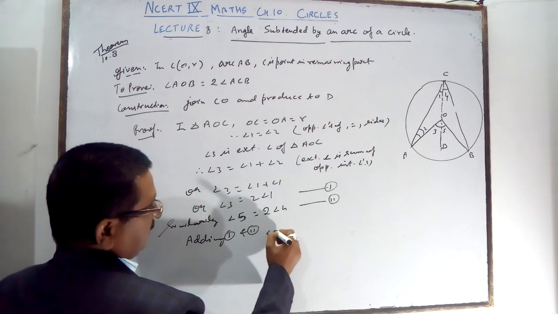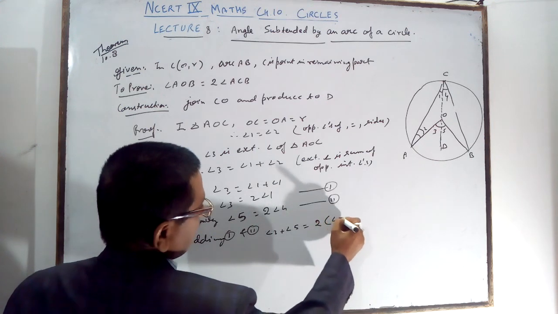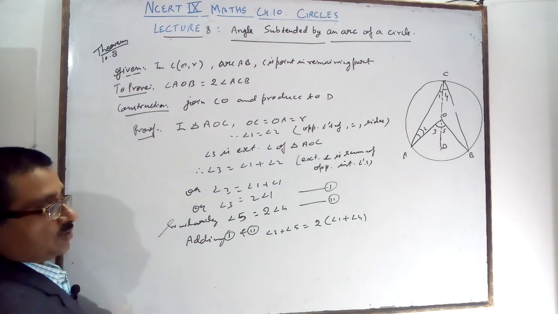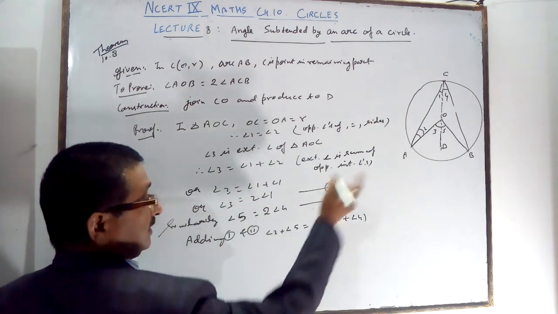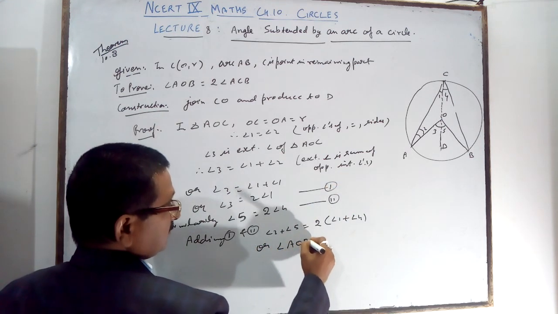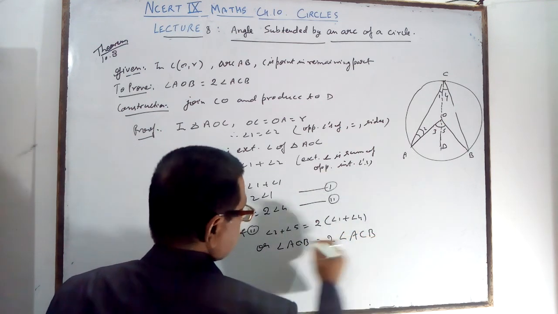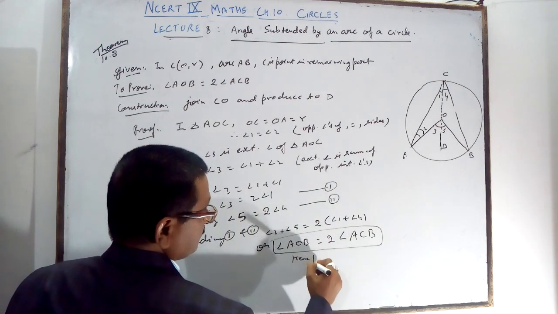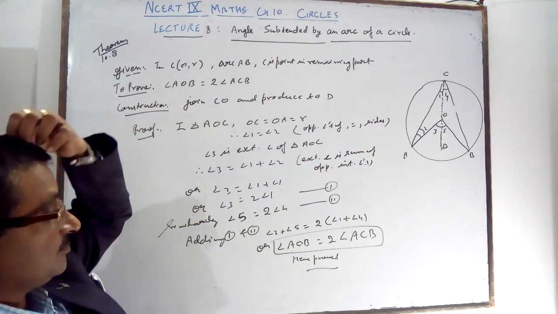What are you getting? Angle 3 plus angle 5 is equal to twice angle 1 plus angle 4, because both are twice and 2 is common. I am adding LHS with LHS, RHS with RHS. 3 plus 5, by the figure, you can write angle AOB is twice the angle ACB. Hence proved.